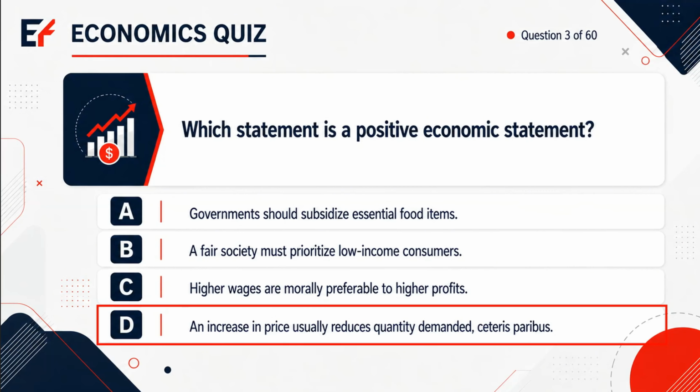Option B depends on a value judgment about fairness. Option C is also normative because it is based on what someone believes is morally preferable. The easy way to remember it is this. Positive economics tests facts, while normative economics argues about values.